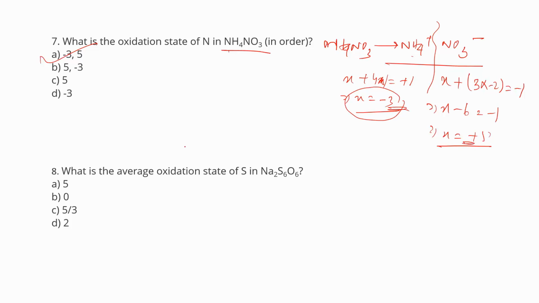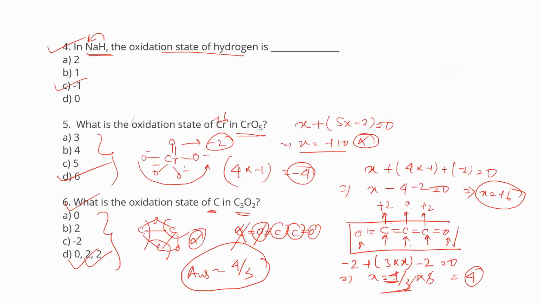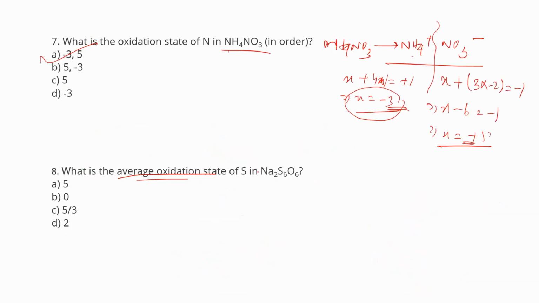-3 and +5. Now, what is the average oxidation state of the sulfur? This is the question. Okay, you have to be very careful about that. What is the question? This is the average oxidation state. In the earlier question, it asked what is the oxidation state of the carbon, which means you have to calculate the oxidation number of each carbon. Here you have to just calculate the average oxidation state. So for the average oxidation state of the sulfur, we have to calculate like this.